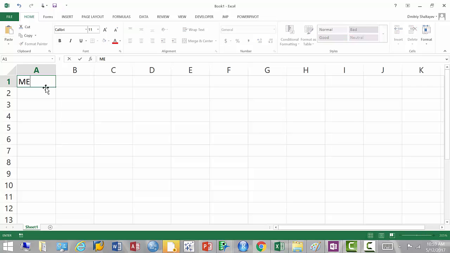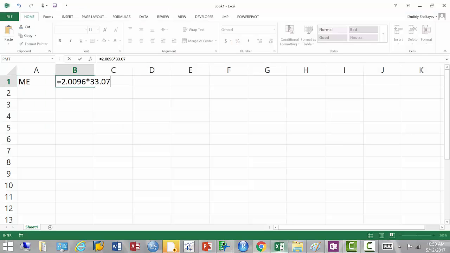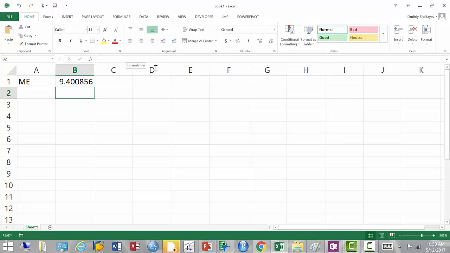So margin of error, ME, equals my t value 2.0096 multiplied by my s, 33.07, I forgot what it is. Let's see, it's right here. 33.078268, and divide that by square root. That's how Excel calculates the square root, function called sqrt, from 50. And here's my margin of error, 9.400. Okay. So after that, this is my margin of error.